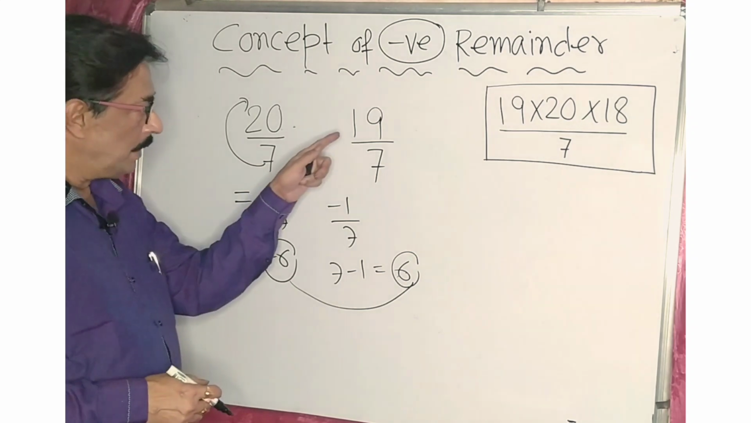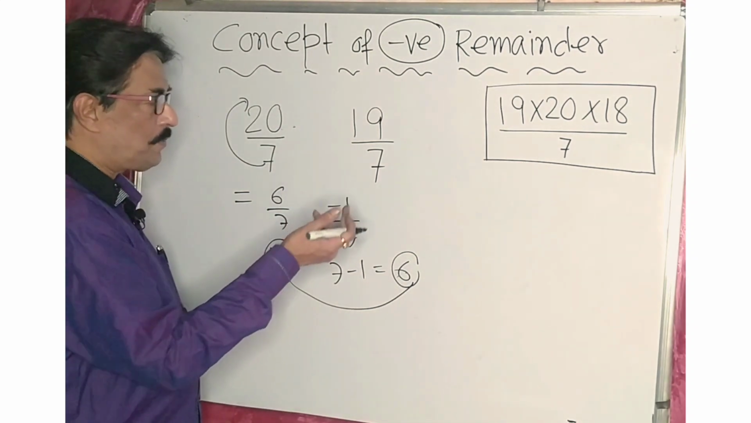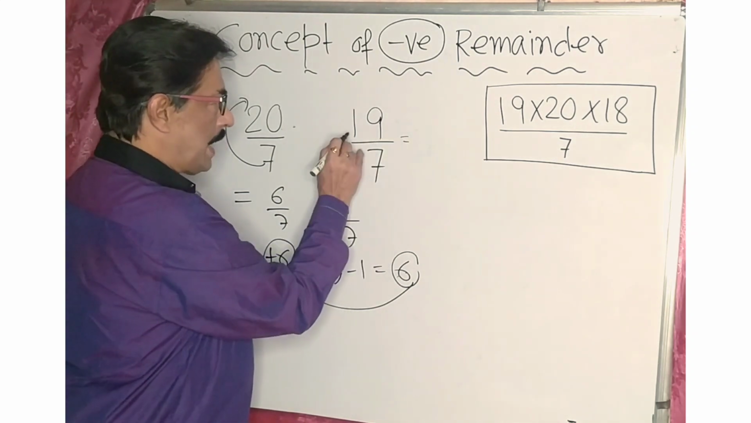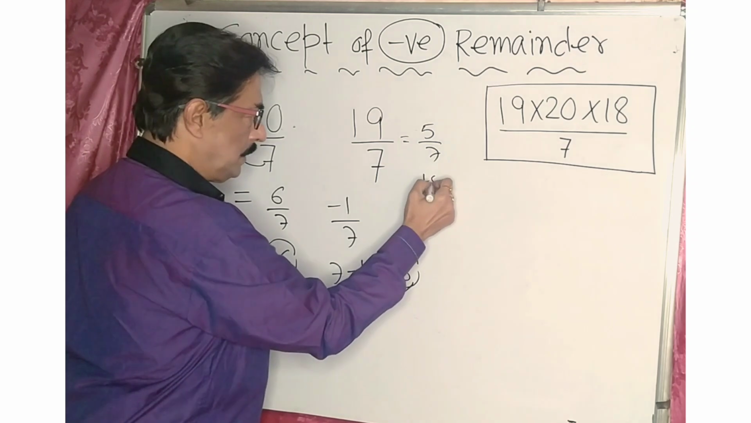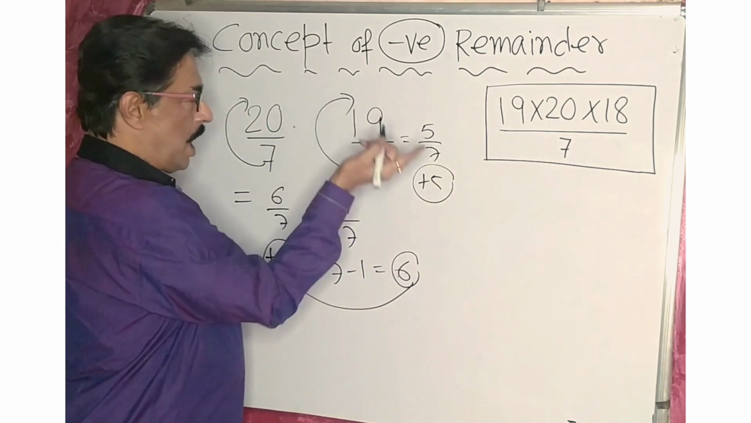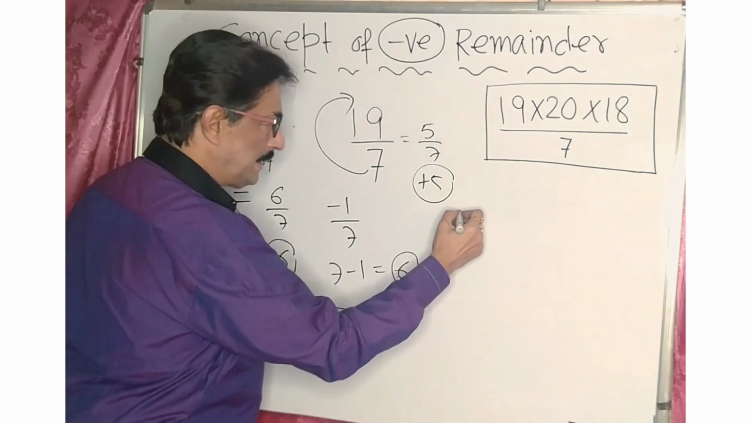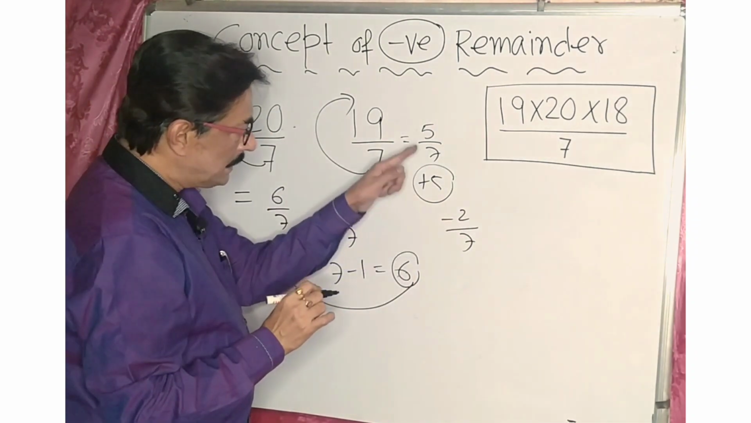Next problem. 19 by 7. If I go for the positive remainder, 7 twos are 14. So 14 plus 5 is 19. So 5 by 7, 5 is the positive remainder. If I move for the negative remainder, 7 threes are 21. How much more? 2 more. So minus 2 by 7. So observe, this 2 is less than 5.